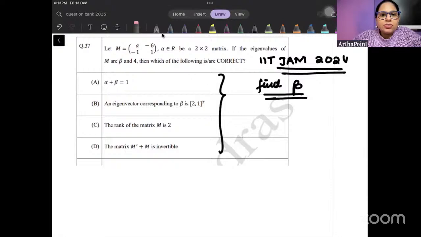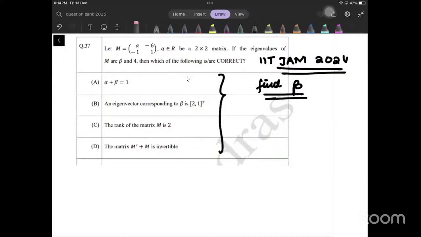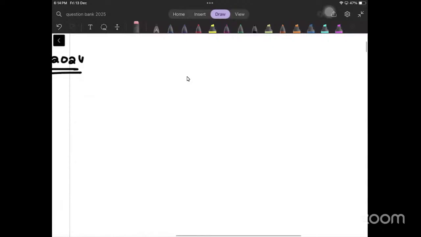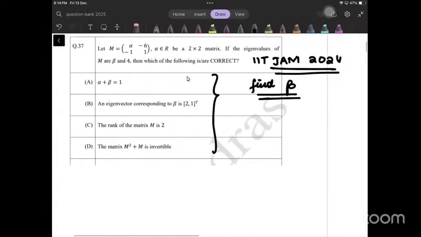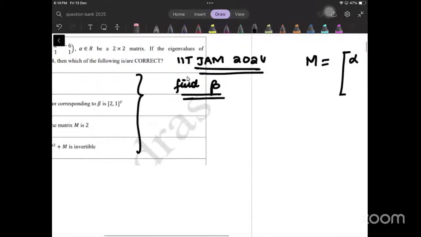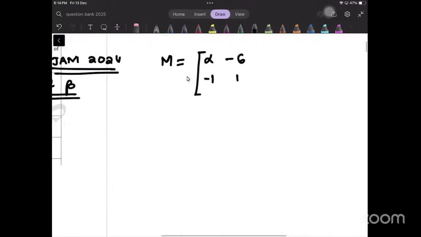Okay, beta is 1. Okay, what about others? How about others? Let's try to see this question. So you have been given a matrix M, and that matrix M is alpha, minus 6, minus 1 and 1.